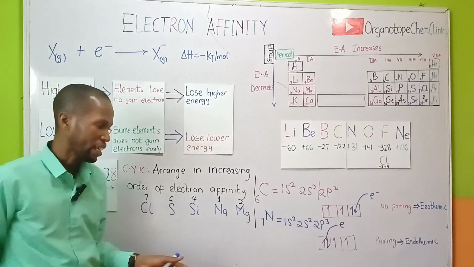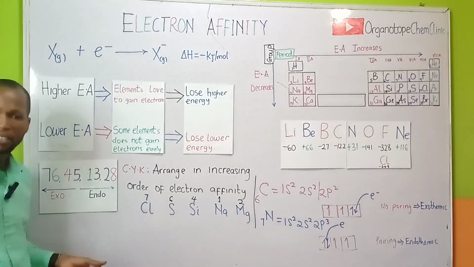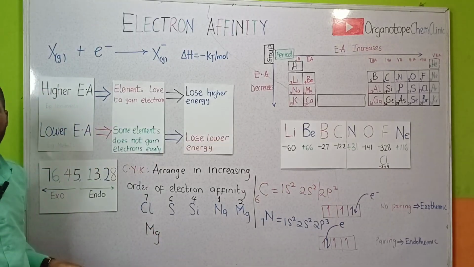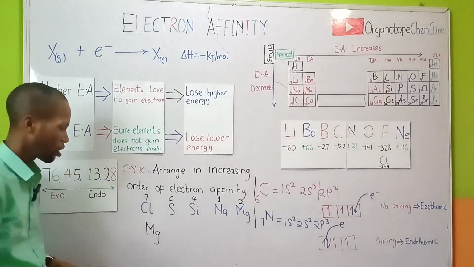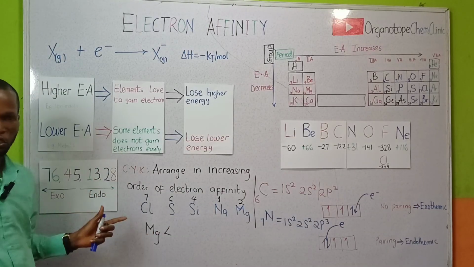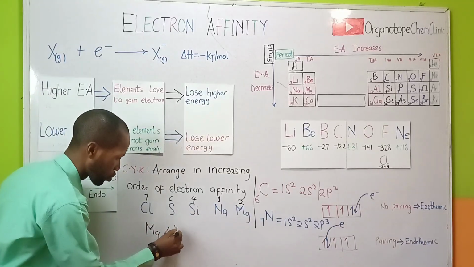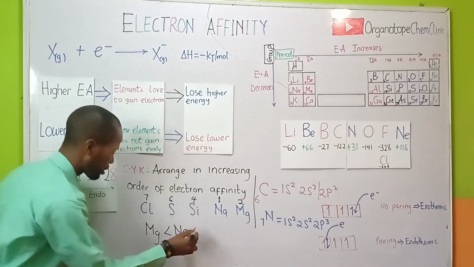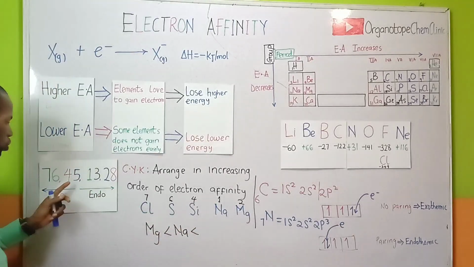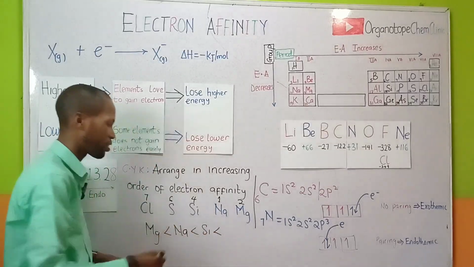So we can observe that in this trend, we do not have elements in group 8, but we have elements in group 2. Elements in group 2 is the least in terms of electron affinity. So it is actually less than. Do we have elements in group 3? No. Do we have elements in group 1? Yes, we have sodium. Is less than. Do we have elements in group 5? No. Do we have elements in group 4? Yes. Silicon is less than.